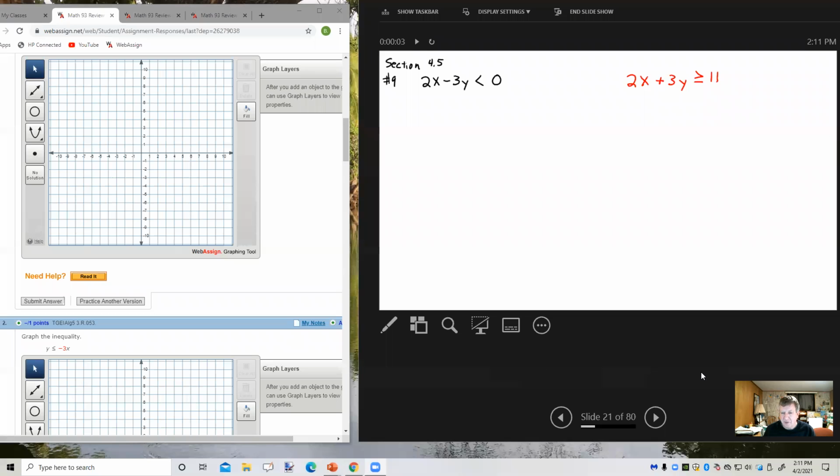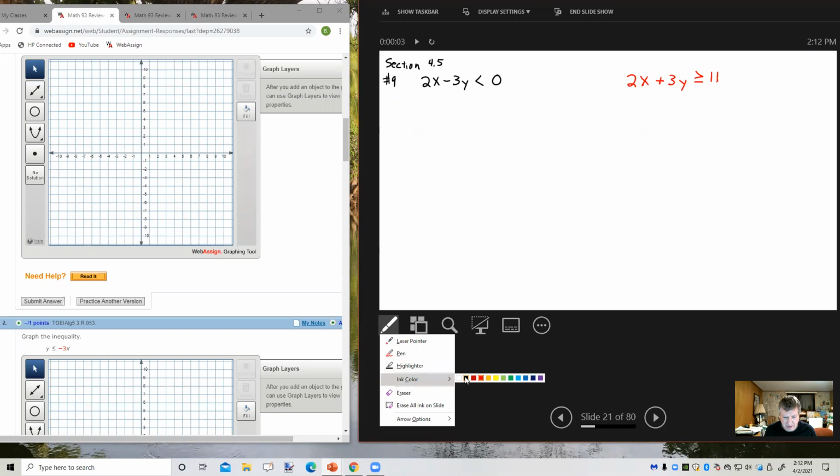All right, I'm trying something new, trying to put everything up on the board all at once so that you don't have to keep going back and forth between screens. Hopefully this will work. We'll find out. So this is from section 4.5. This is problem number 9. And we're going to start out with, let me make sure I've got the ink color is black.